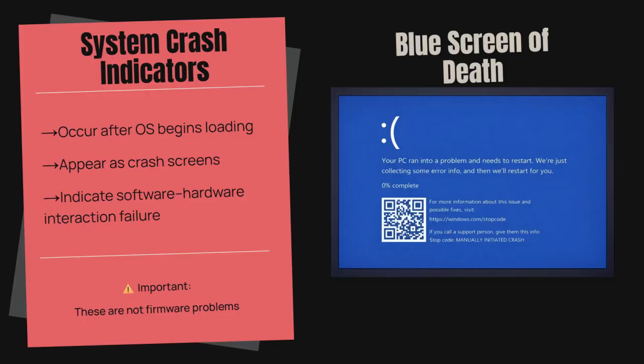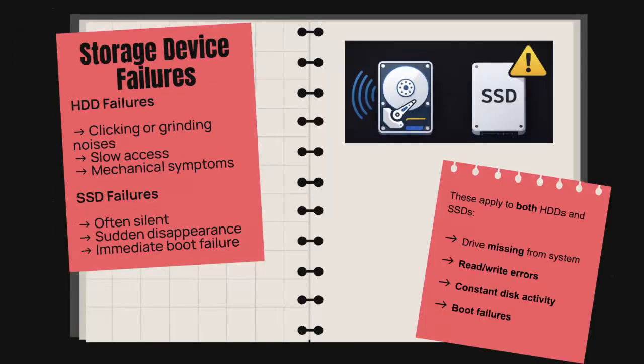Once the operating system begins loading, failures usually present as a crash screen. In Windows, this is infamously known as the blue screen of death. These are often caused by driver issues, memory faults, overheating, or power instability rather than firmware problems itself. Now, there's the scary one, storage device failures.